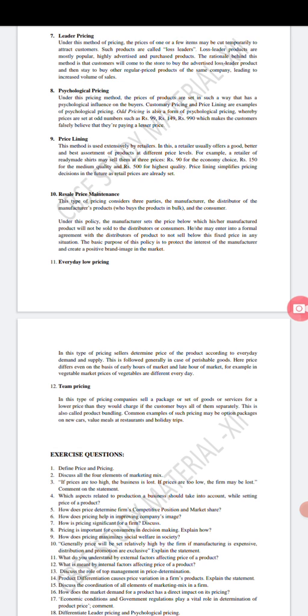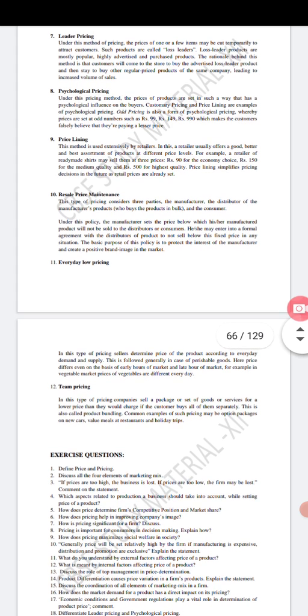Here is the definition. Under this pricing method, the prices of products are set in such a way that they have a psychological influence on the buyers. Psychological influence means those which affect the mind of customers or buyers. Customary pricing and line pricing are examples of psychological pricing. There is no need to learn this statement. We can skip it and come to the third statement. Odd pricing is also a type of psychological pricing.